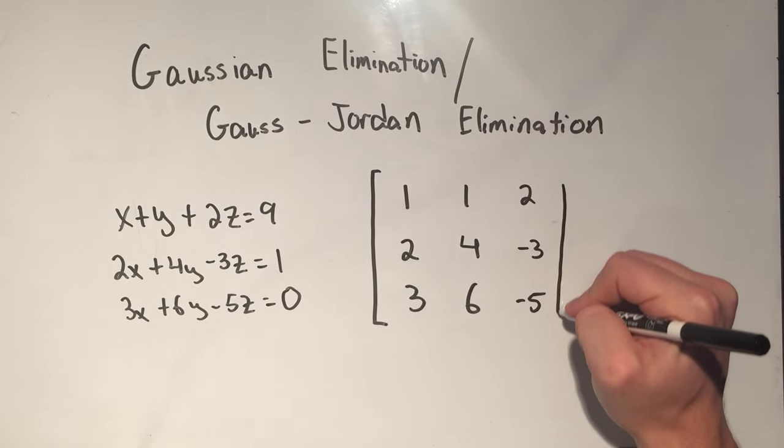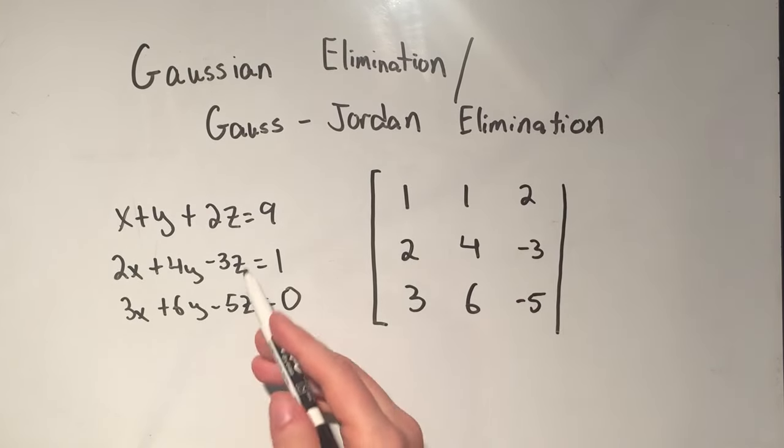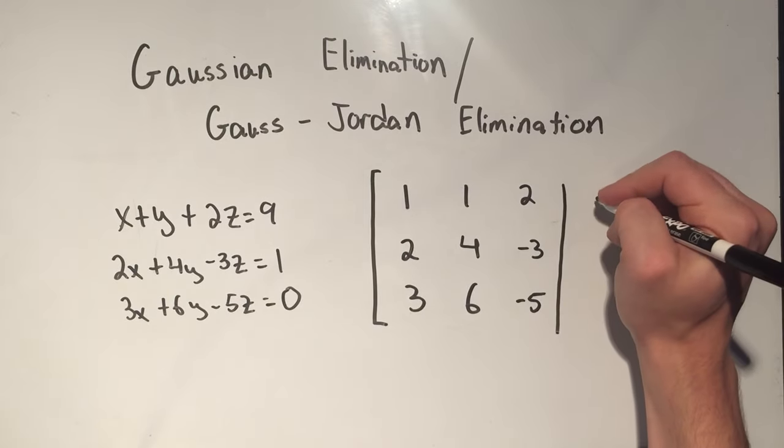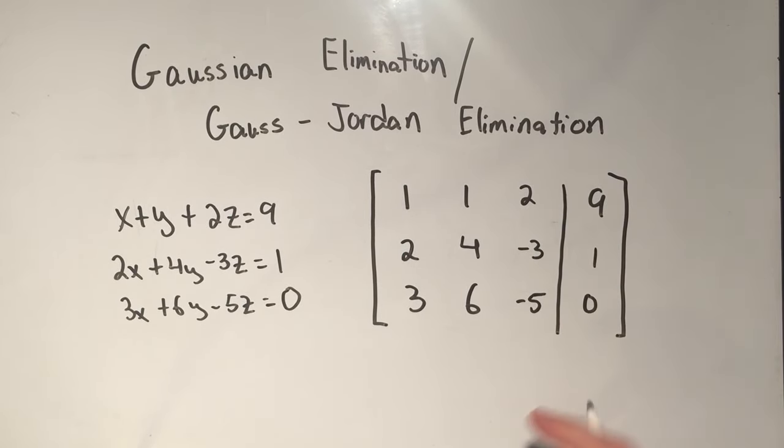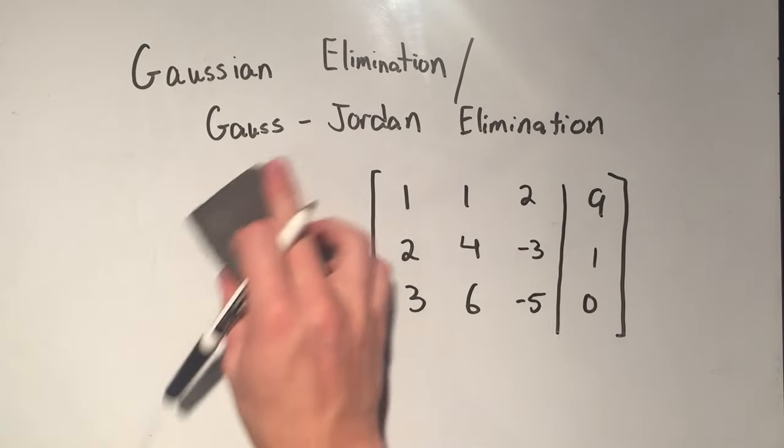And then I draw this bar that's kind of like the equals. And here I put the constants, 9, 1, and 0. So this is called my augmented matrix. I don't really need this anymore.